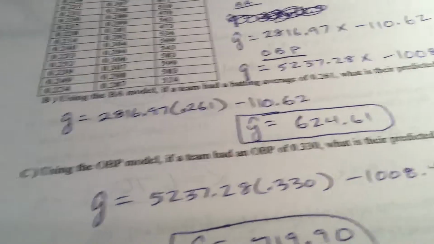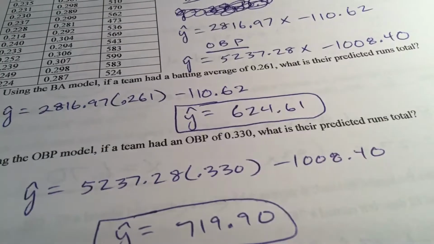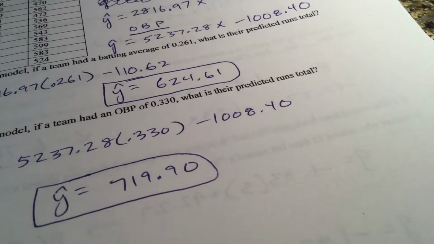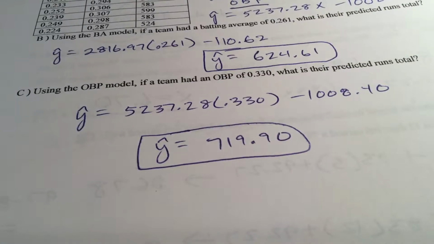And then if they had a batting average of that, what was their predicted run total? There it is. Using the on-base model, if they had an on-base percentage of that, what's their predicted run scored? There it is. All right.